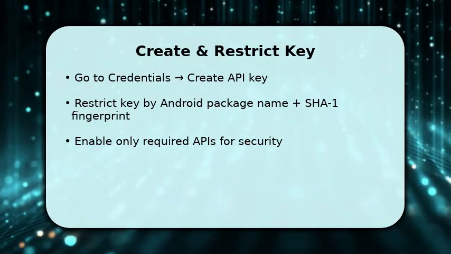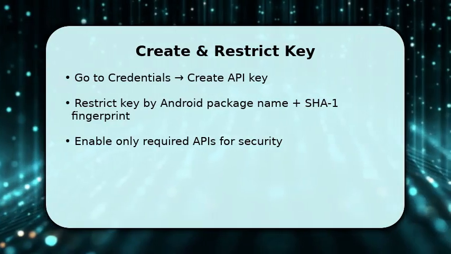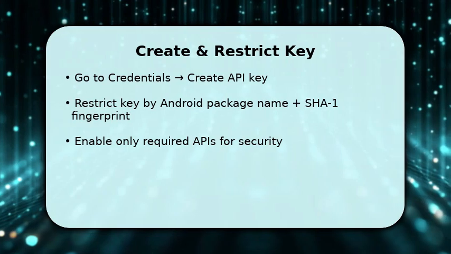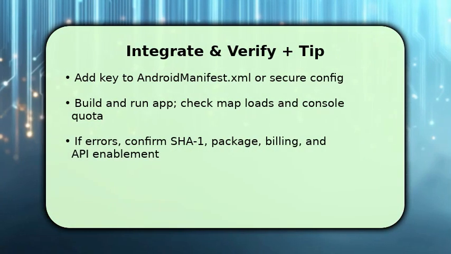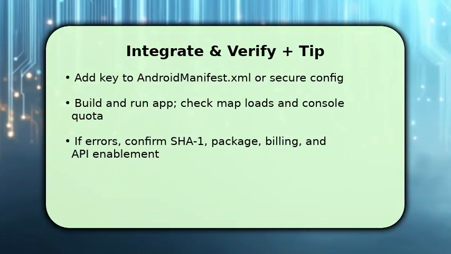Once set, copy the key to your clipboard and prepare to embed it in your app's manifest or secure server configuration. Finally, add the API key to your Android manifest or a secure build config and rebuild the app.